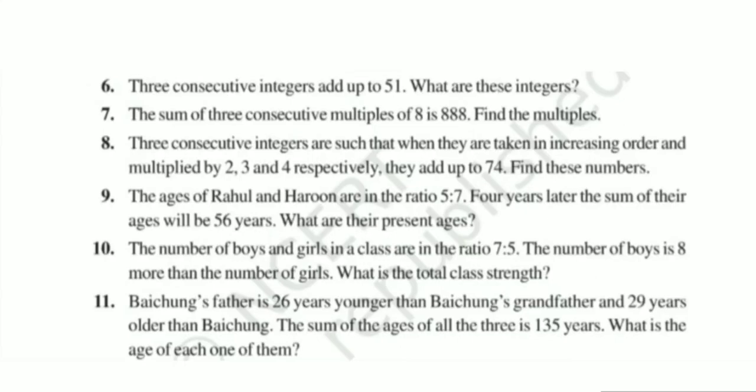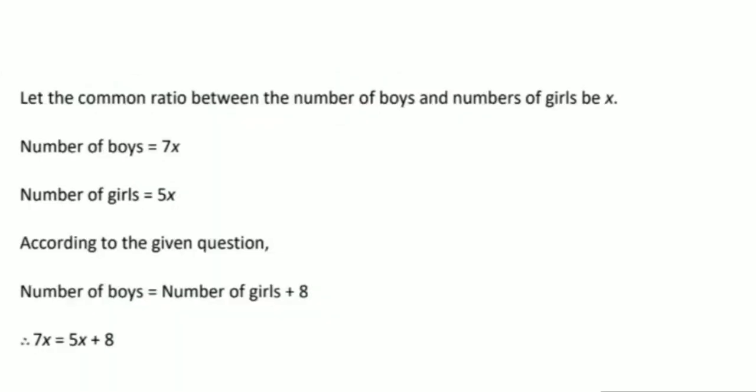10. The number of boys and girls in a class are in the ratio 7:5. The number of boys is 8 more than the number of girls. What is the total class strength? Let's see the solution. Let the common ratio between the number of boys and number of girls be x. So number of boys is equal to 7x and number of girls is equal to 5x.